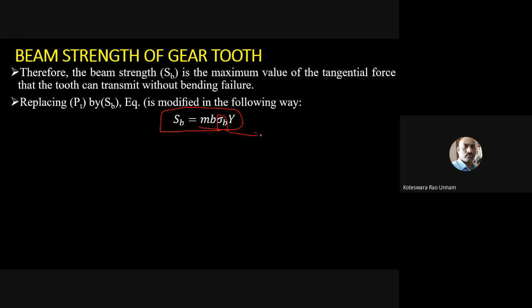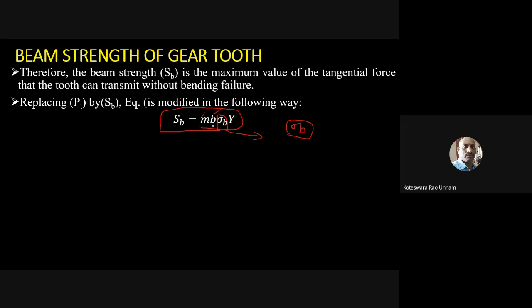Sigma b is nothing but the allowable bending stress, which is the same for both. Then the module is the same. This b is also the same, because there is a specific relation between module and b. When the module of both gears is the same, only then can they mesh with each other. If the module of the pinion and the gear are different, you cannot mesh them, so you cannot make it a drive. Therefore, the module should be the same.